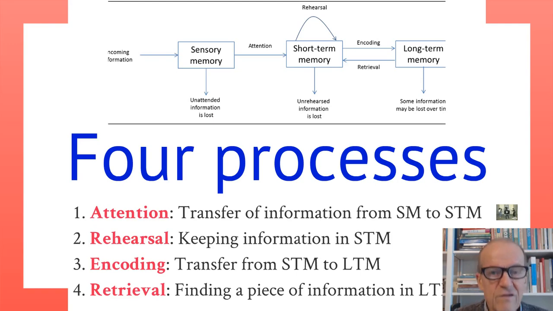Okay, the second process is rehearsal, keeping information in short-term memory. I already gave you an example of maintenance rehearsal in which you try to keep some information, let's say a telephone number, in your short-term memory. Encoding is the third process we're talking about, and this is the process by which information is brought from short-term memory to long-term memory.